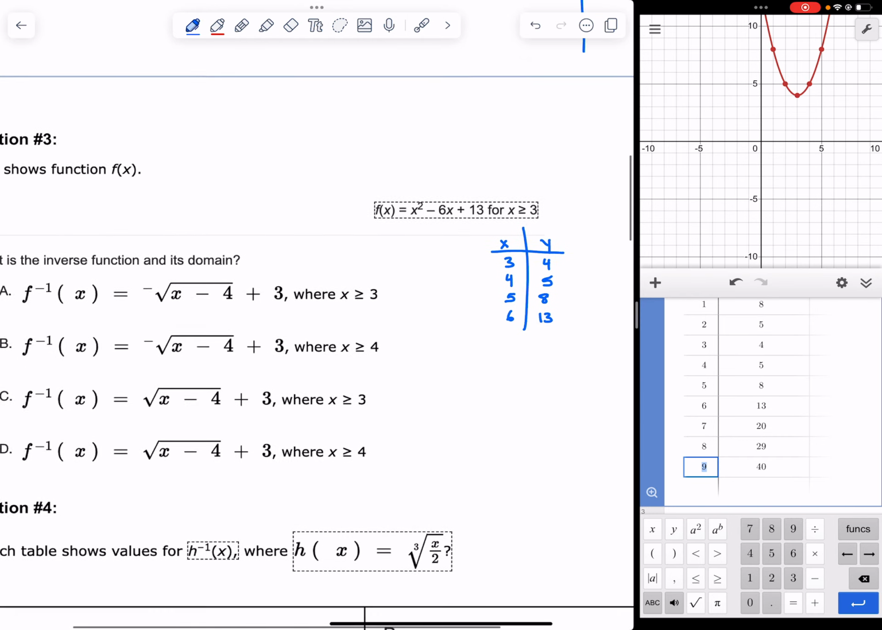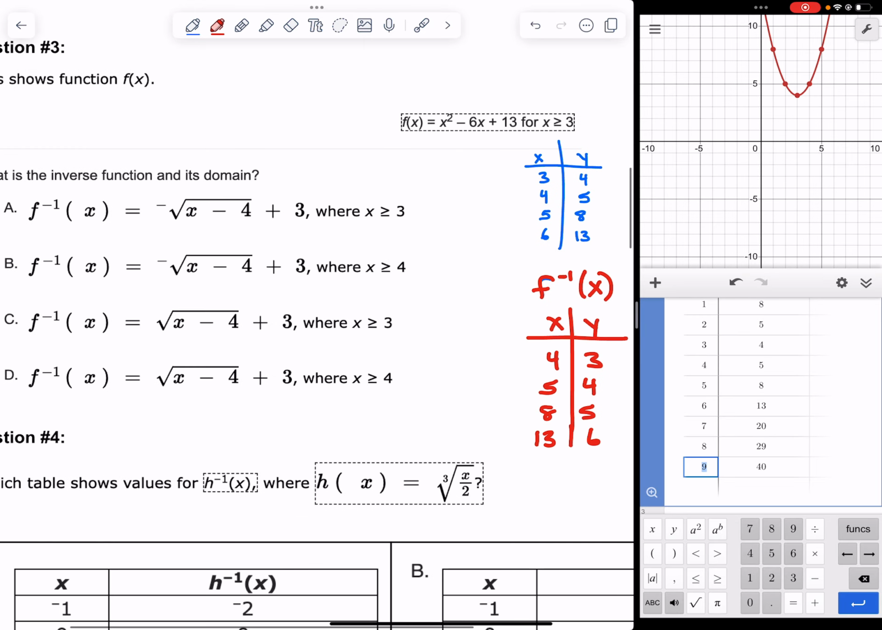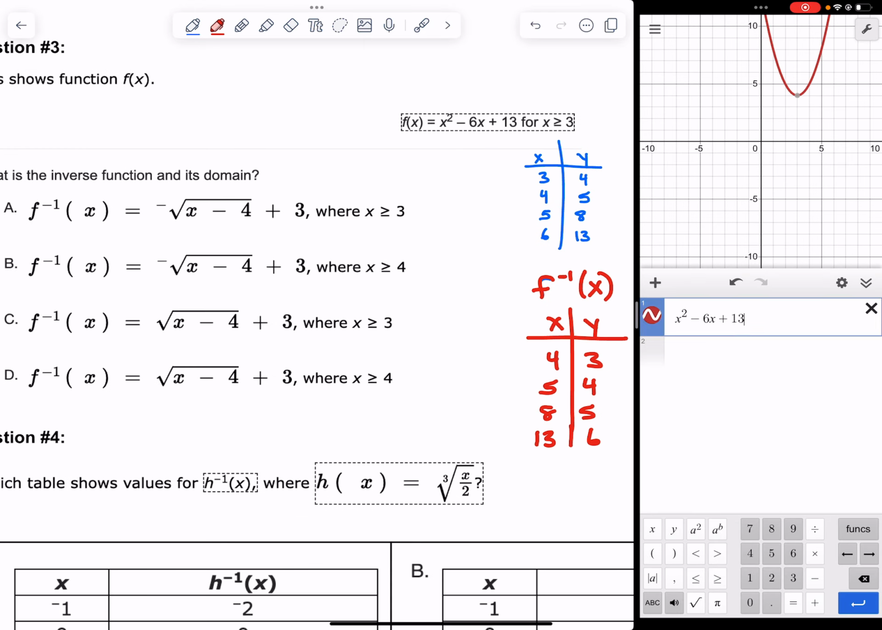So the inverse of that function, so that was f of x, the inverse, let me use a different color, is going to look just switched with those values of x and y. So it's going to look like 4, 3, 5, 4, 8, 5, and 13 will go with 6. So let's use the options they've given us, because we only have 4. One of them should work out just fine, and just carefully type it in.